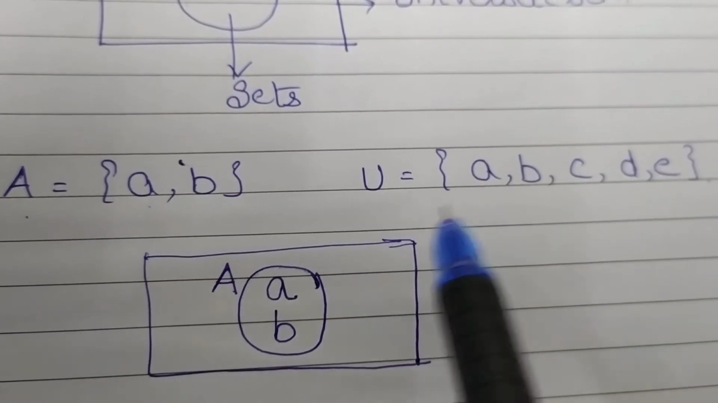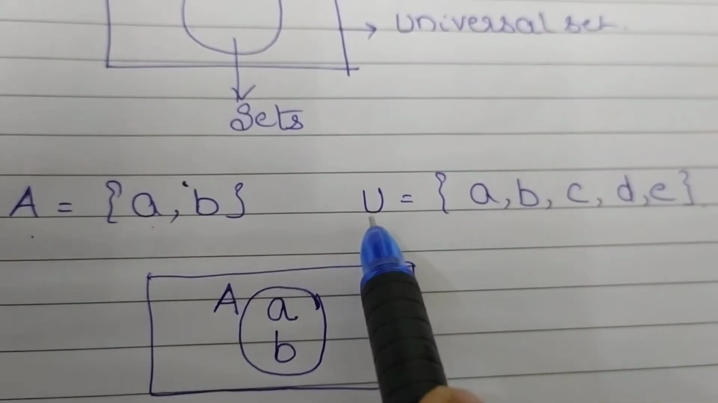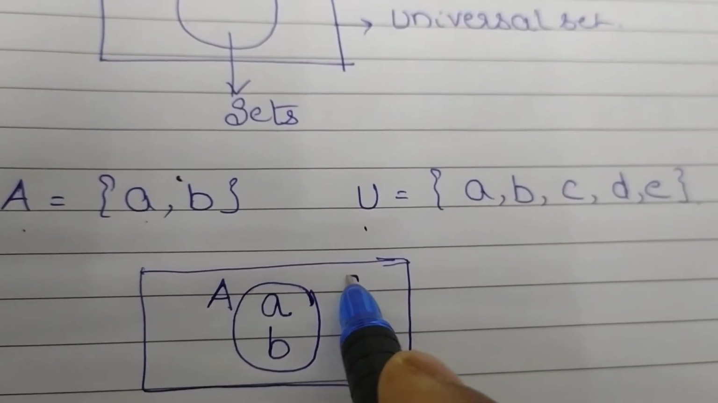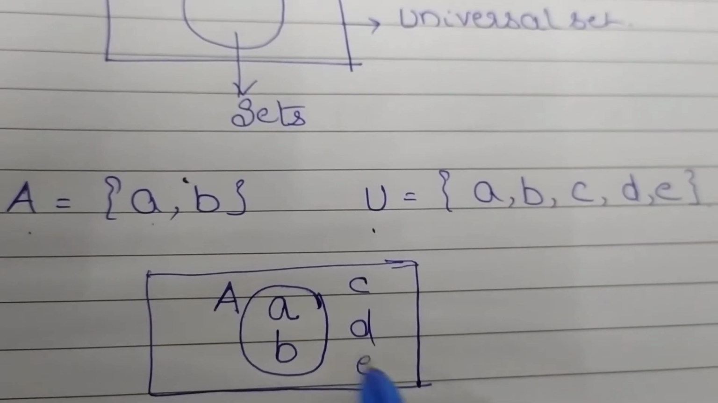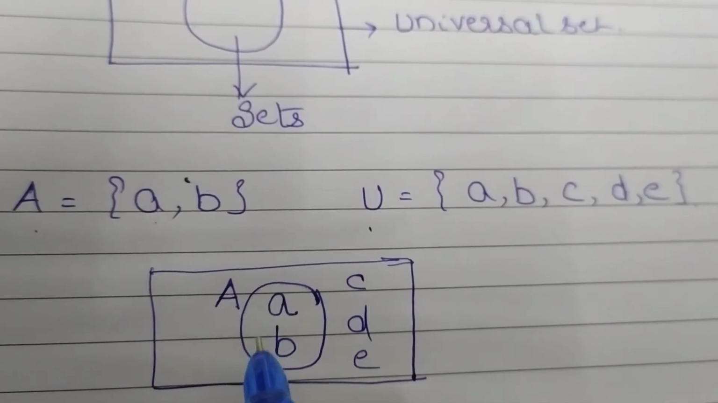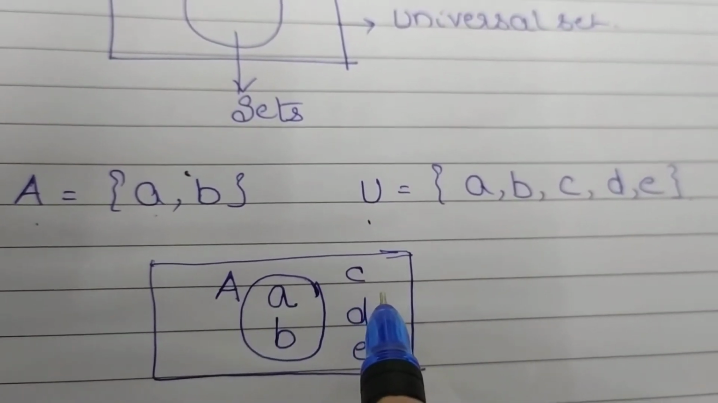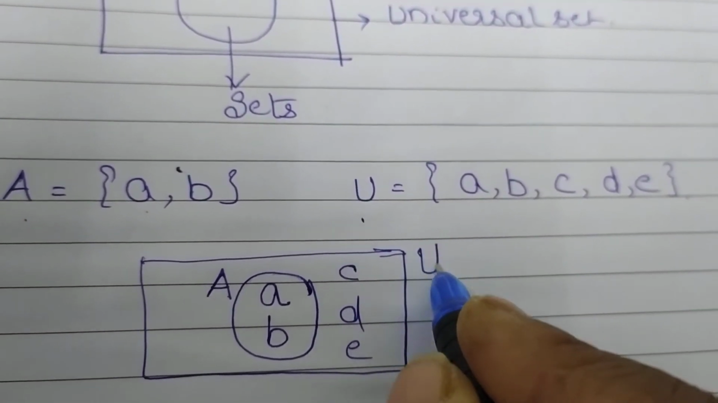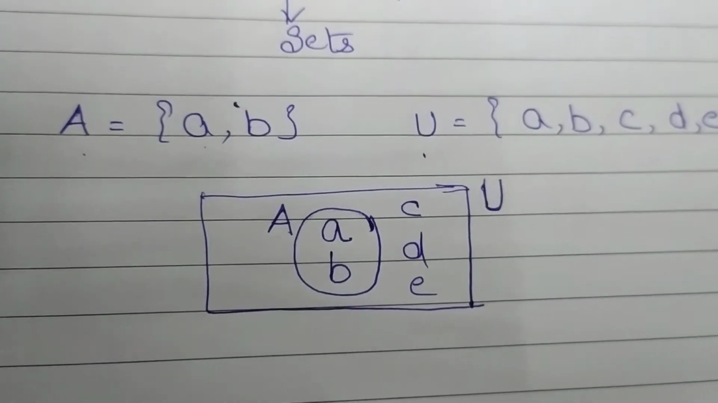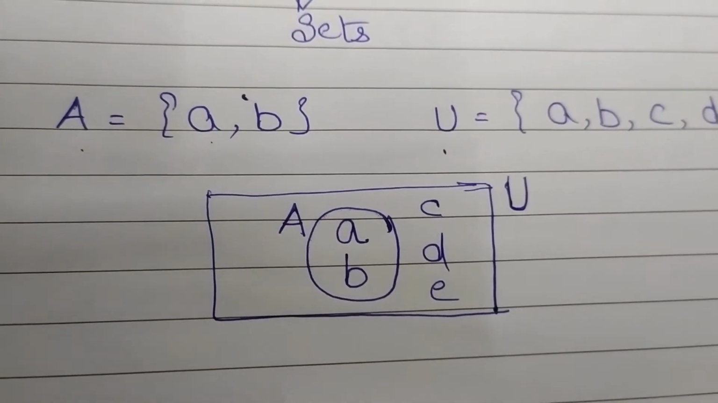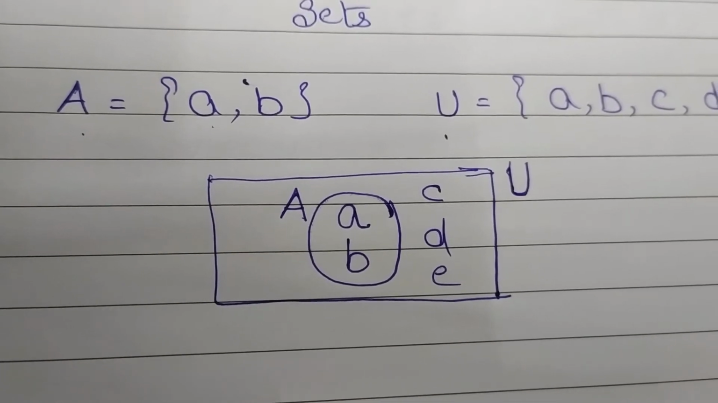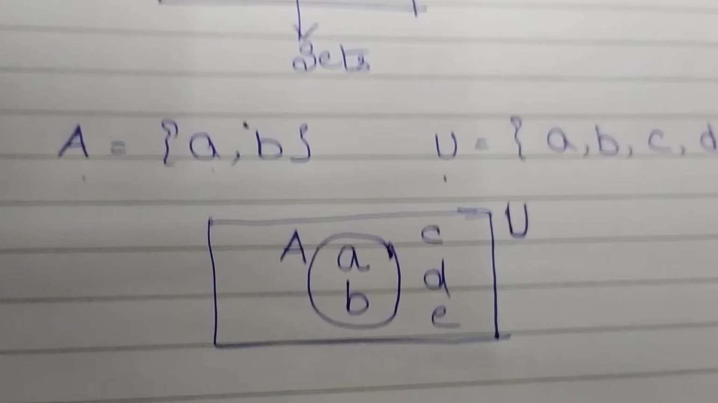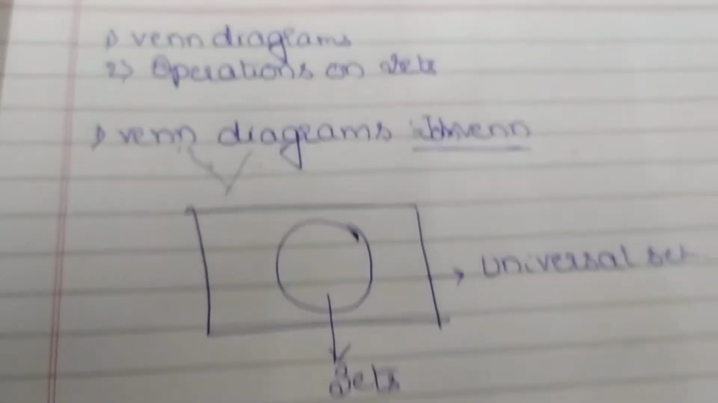What is left in the universal set other than a and b will be written outside the circle. Those are c, d, e. Anywhere in the rectangle and outside of the circle you can write the other elements of the universal set. The rectangle is the universal set. This is how you represent the relation between sets in the form of a Venn diagram.